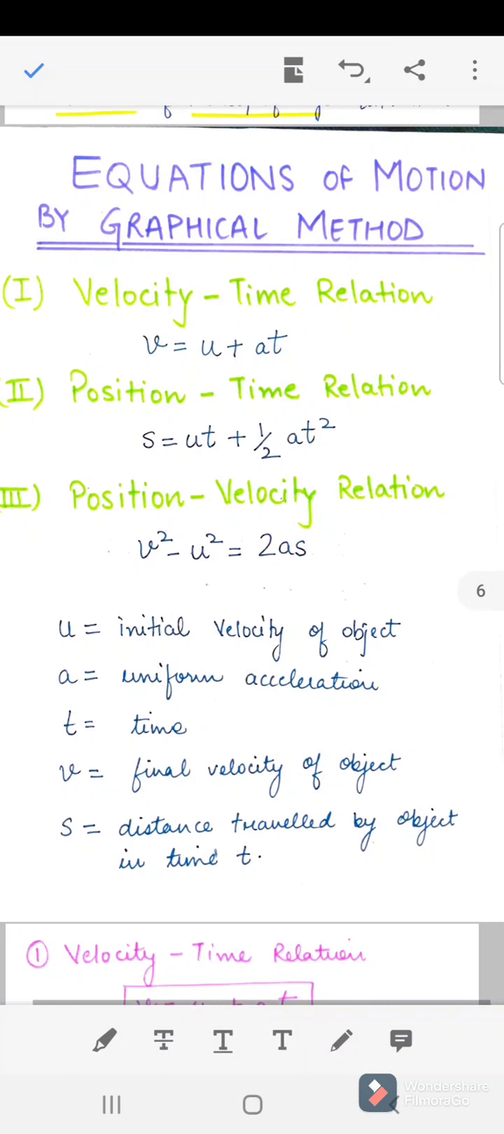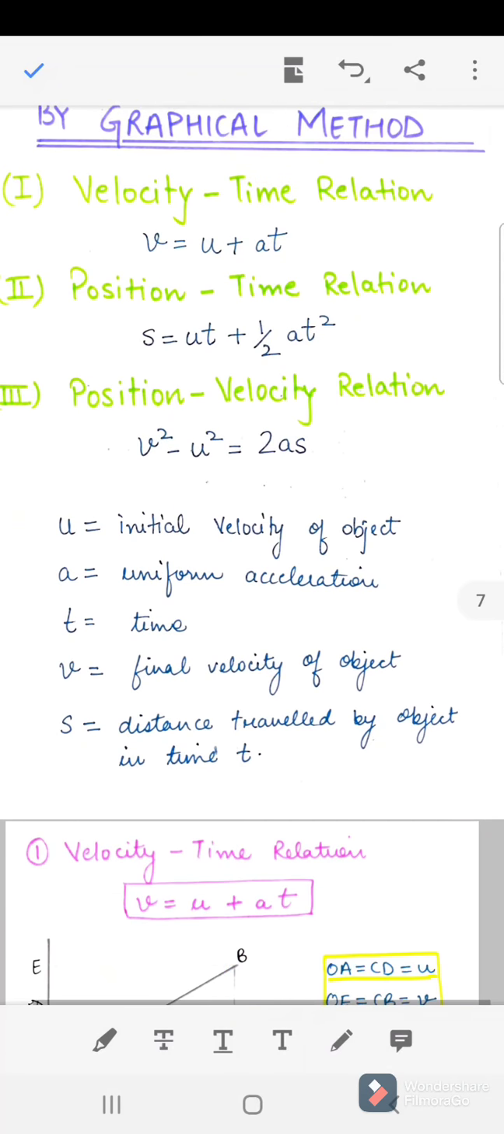First is the relation between velocity and time, that is v is equal to u plus at. Second is the position time relation, that is s is equal to ut plus half at square. Third is the position velocity relation, that is v square minus u square is equal to 2as. In all these equations, u is the initial velocity of the object, a is the uniform acceleration, t is time, v is the final velocity of the object, and s is the distance traveled by the object.